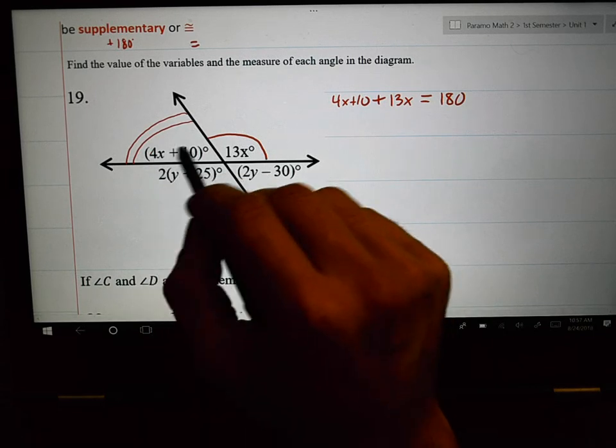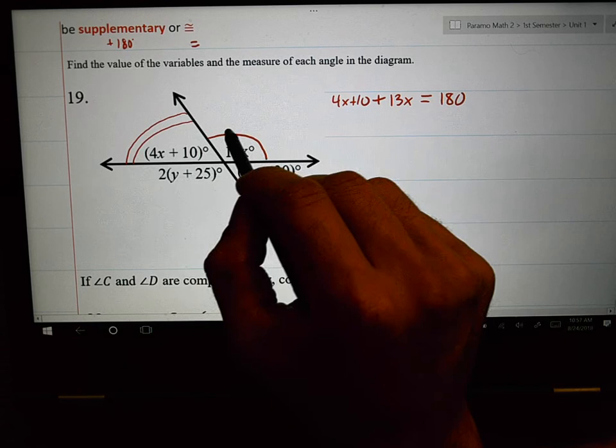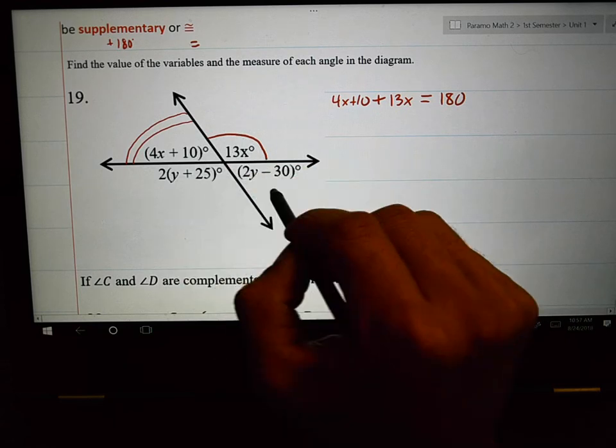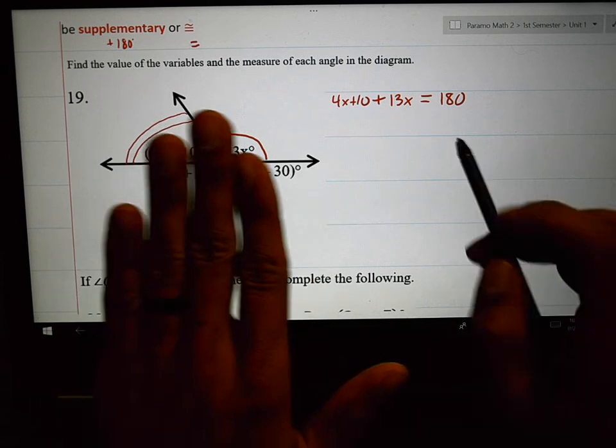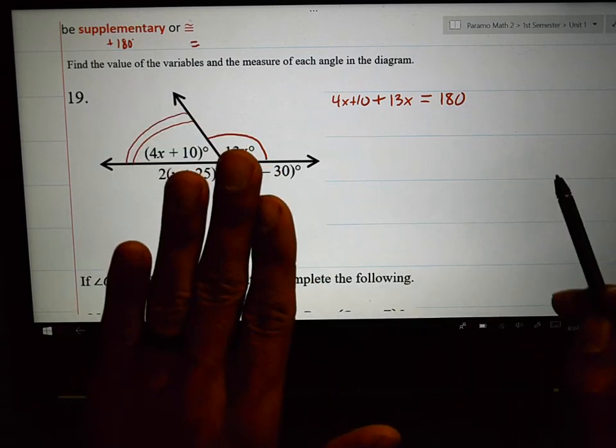Sometimes the x's will be next to each other, meaning supplementary. Sometimes the x's will be across from each other, and vertical angles will be equal to each other. You have to decide. And then this is where that other worksheet's going to come into play.